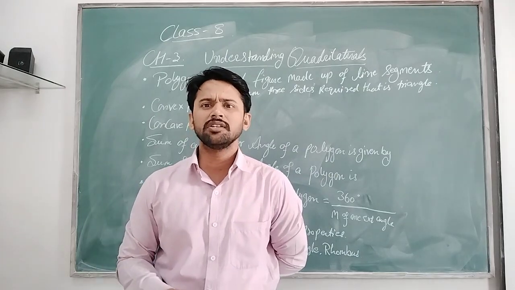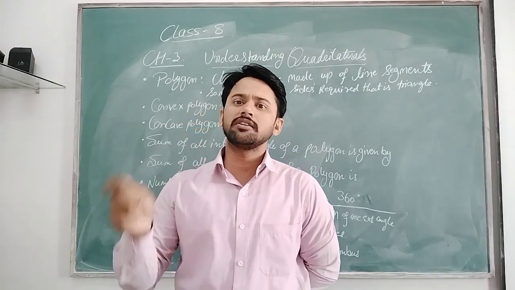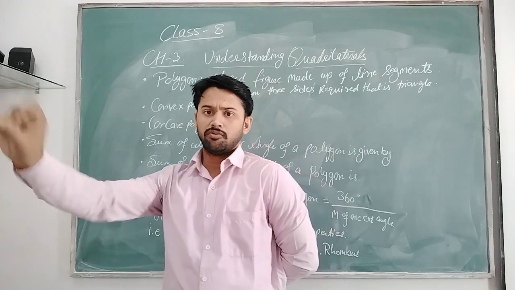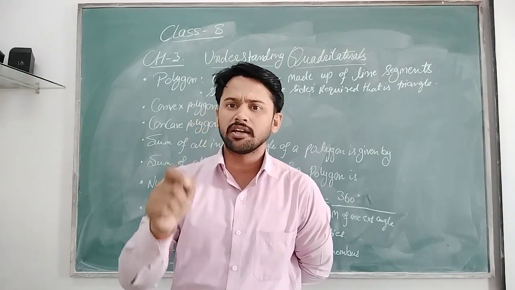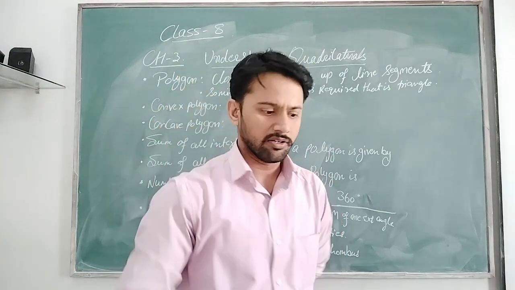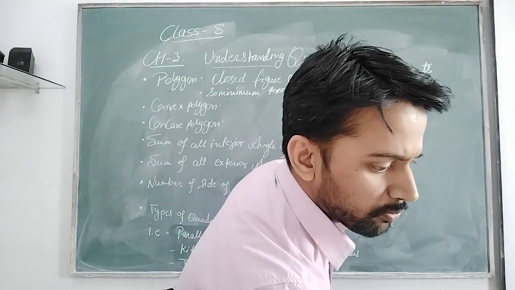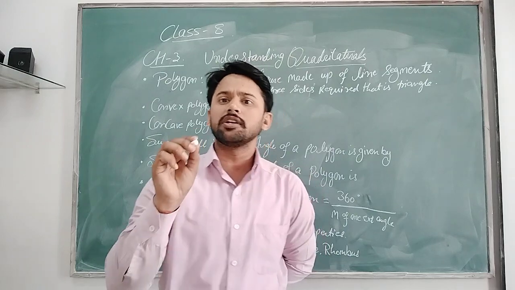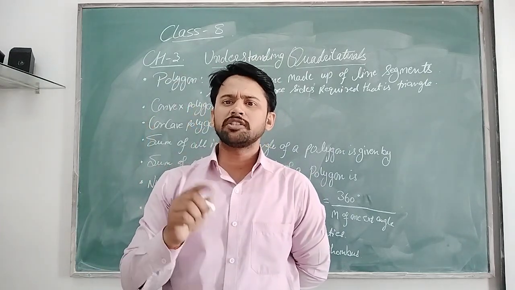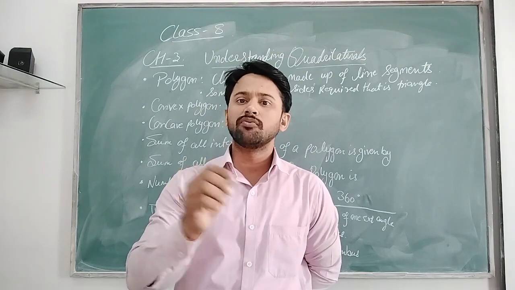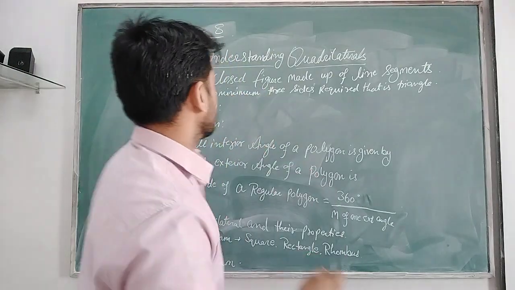Now the next topic is convex polygon and concave polygon. So sir, what is a convex polygon? Simply, all interior angles must be less than 180 degrees. And sir, what is a concave polygon? A concave polygon, at least one angle must be greater than 180 degrees. Okay, just have a look.